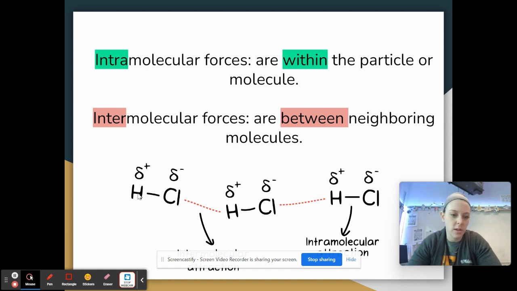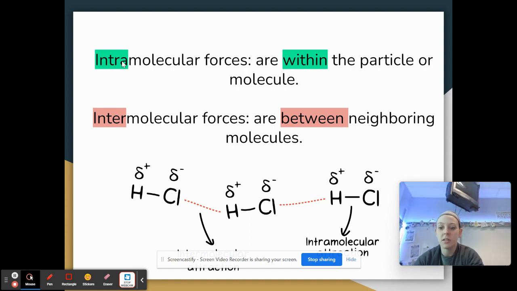So if you look here, this hydrogen is sharing an electron with chlorine and the chlorine is sharing with hydrogen. That electron bounces back and forth and back and forth. And that bond that is formed is an intramolecular force. These are very strong. They're very hard to break. They take a lot of energy to break them.